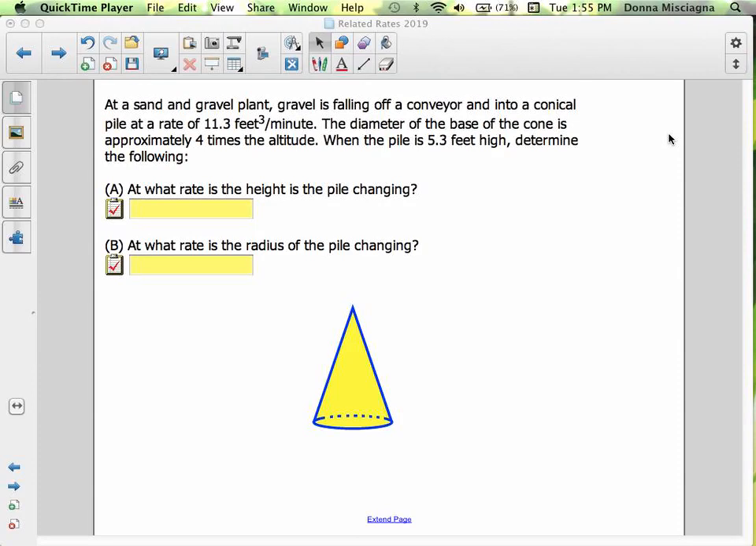At a sand and gravel plant, gravel is falling off a conveyor belt into a conical pile at a rate of 11.3 feet cubed per minute. The diameter of the base of the cone is approximately 4 times the altitude.